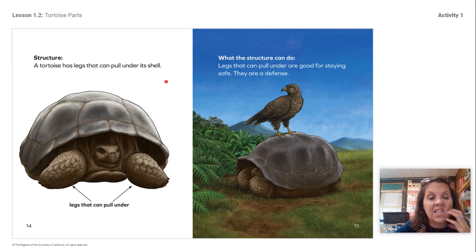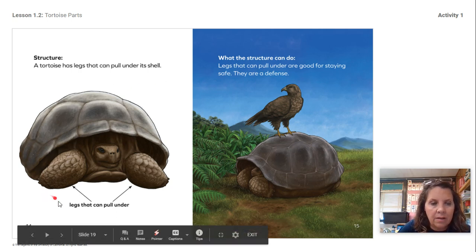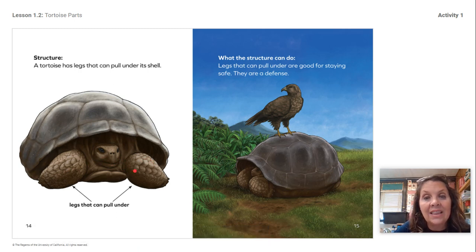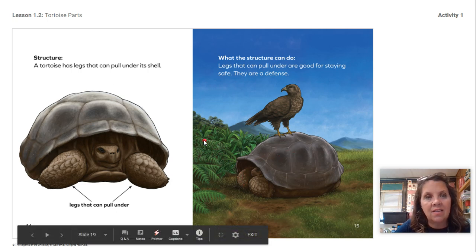Structure. A tortoise has legs that it can pull under its shell. It can pull them in. Our label says legs that can pull under shell. You see them here. What the structure can do: legs that can pull under are good for staying safe. They are a defense. So a defense helps something stay safe. So the defense here is both the shell and the legs that can be pulled in.